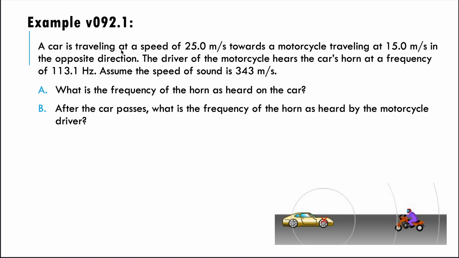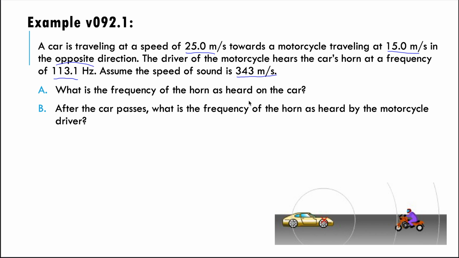It says, a car is traveling at a speed of 25 meters per second towards a motorcycle traveling at 15 meters per second in the opposite direction. The driver of the motorcycle hears the car's horn at a frequency of 113.1 hertz. Assume the speed of sound is 343 meters per second. That's the speed of sound at 20 degrees Celsius. Part A. What is the frequency of the horn as heard on the car?